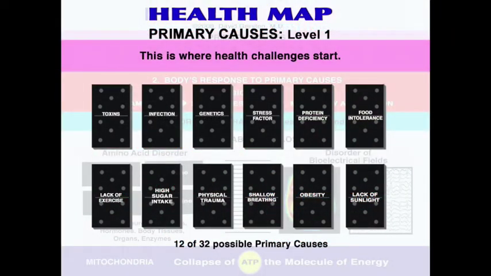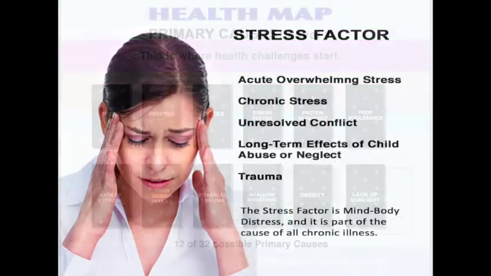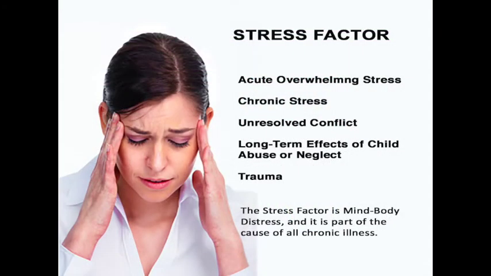So let's take a little deeper look now at the health map, starting with level 1, primary causes. Chronic illness is caused by a minimum of 7 primary causes. One of those primary causes is inevitably some form of stress. I use the term stress factor to refer to acute overwhelming stress, chronic stress, unresolved conflict, long-term effects of child abuse or neglect, and trauma at any point in life. The stress factor is not the same as the stress response, which is part of level 3, how the body responds to primary causes.